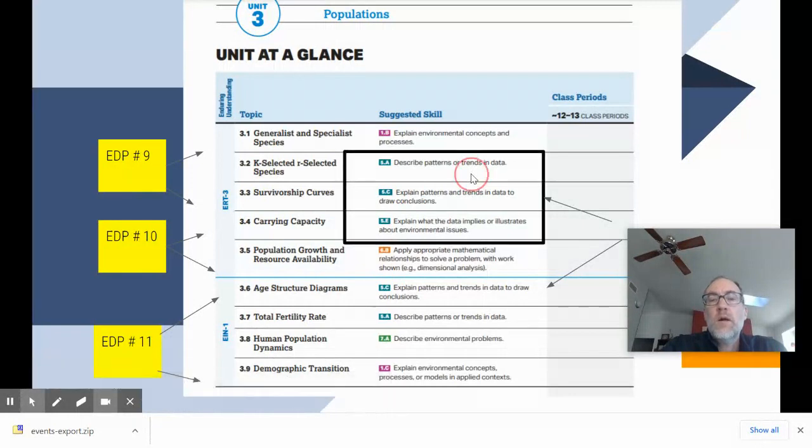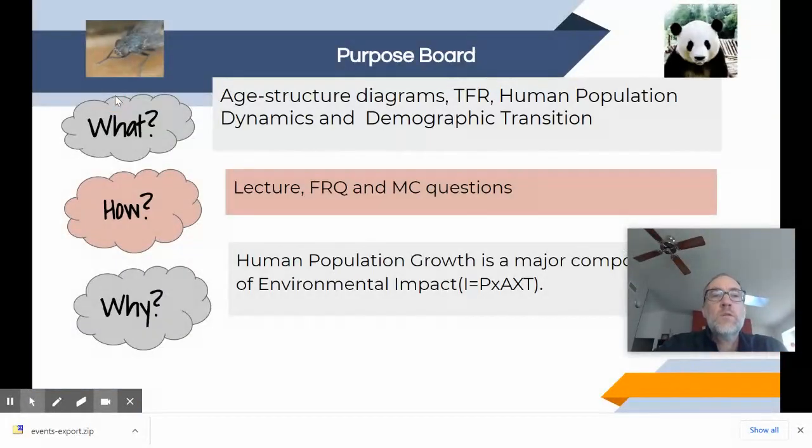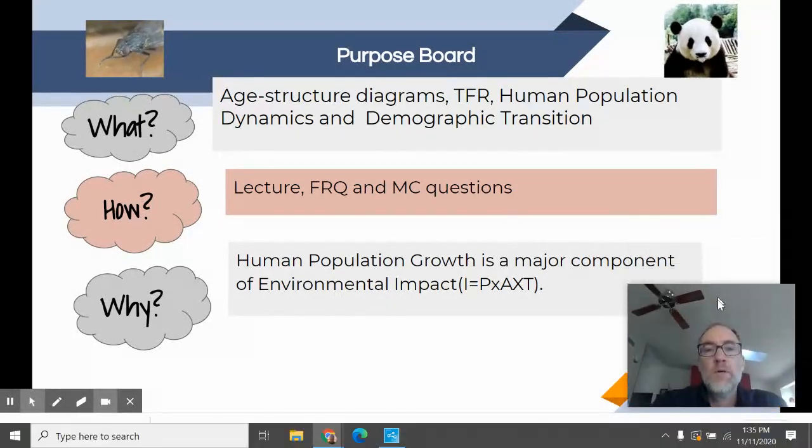You should see that our skills are going to remain the same, looking at patterns of data, drawing conclusions, and looking at trends. So our instructional purpose today is to look at age structure diagrams, total fertility rate, human population dynamics, and we're going to learn about this process called demographic transition. Mainly looking at lecture, but we're going to have some FRQ and some multiple choice questions embedded in this Edpuzzle.